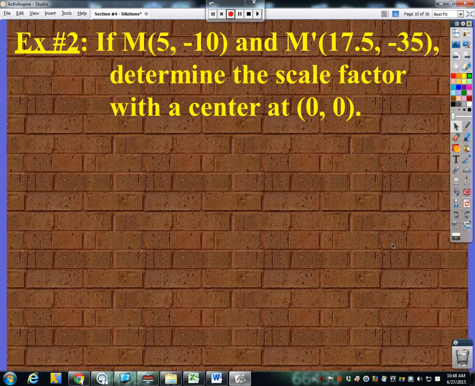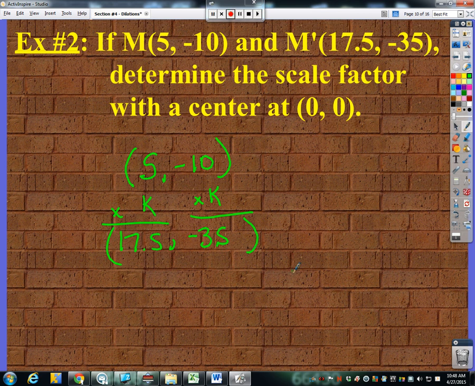Second example. What if we knew the pre-image and the image coordinates and we wanted to know what the scale factor was when the center is at 0, 0? So again, we're still dealing with our same rule that we could use with our k scale factor. But if I knew I was at 5, -10, and then I multiplied by some value k in both of these, and that meant that I ended up at 17.5 and -35. Well, how could we figure out what that k, that scale factor, really is?